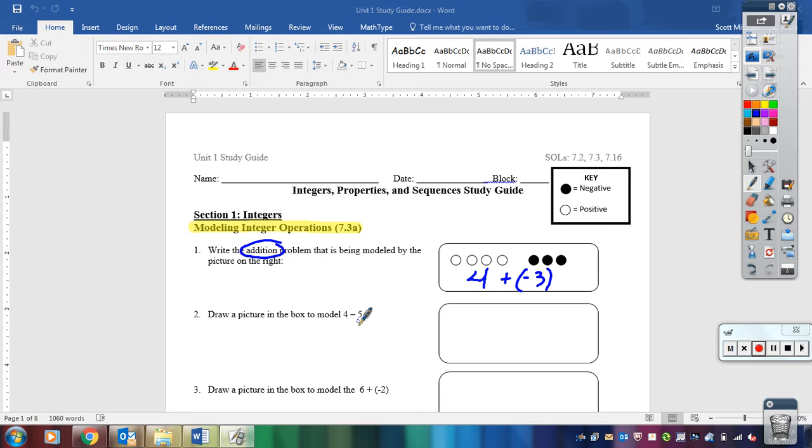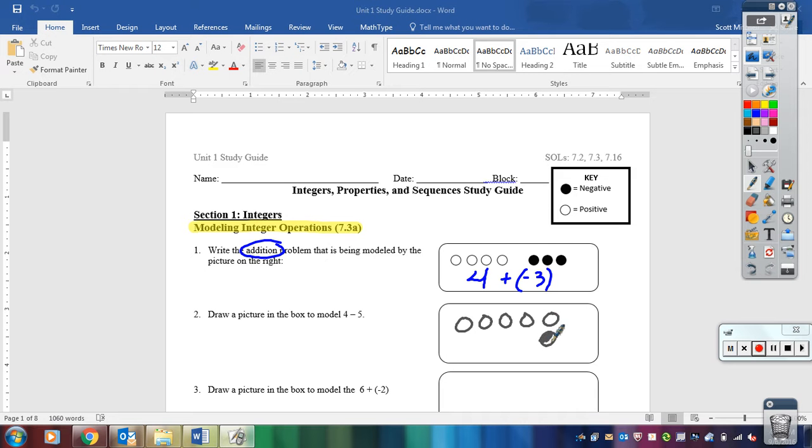It doesn't say how, but assuming that there's no line, it's going to be integer chips. So we'll start with the first number, which is 4. So I'll draw 4 positives, 1, 2, 3, 4. Then it says to take away 5 positives. The problem is that there's only 4 positives to take away. What I'm going to have to do is do a thing called a zero pair.